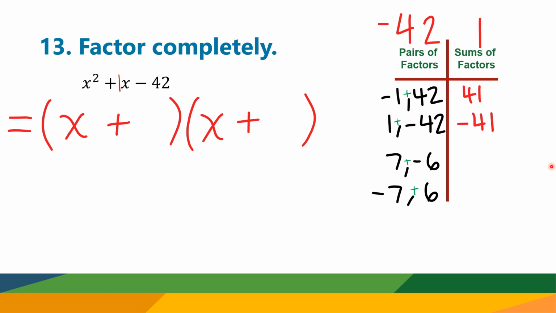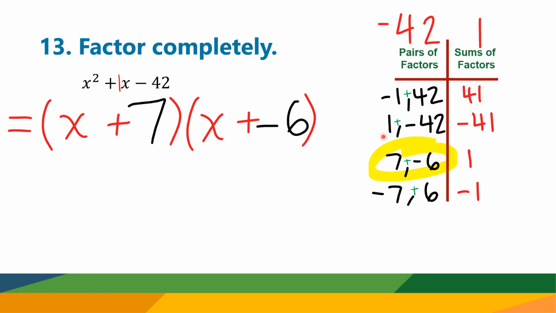7 plus a -6 gives you +1. That's what we were looking for. You can fill in the rest of the table if you want to. You don't have to. But once you find the number, you can stop filling in the table. All right, so we were looking for 1. That's what we got here. So that's our numbers, 7 and -6.